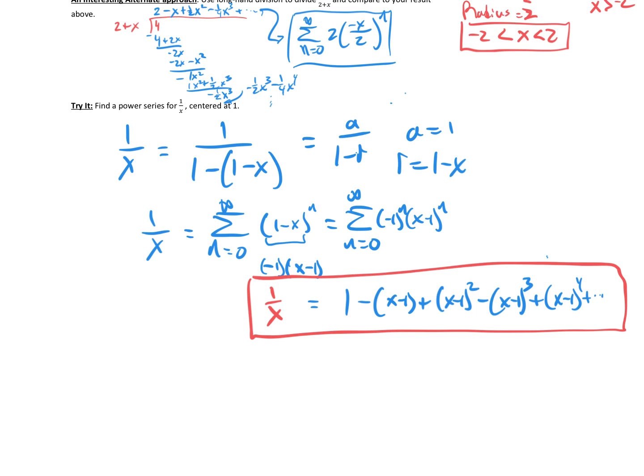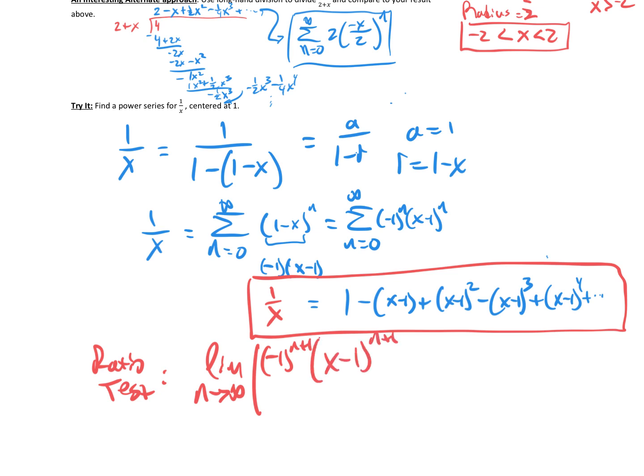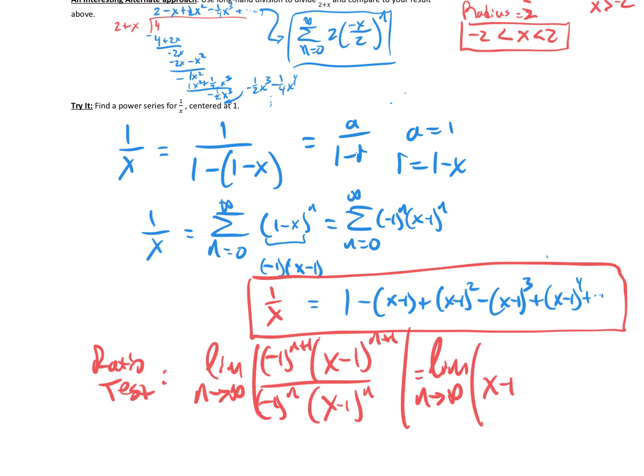However, this is centered at 1, and to show us that, we can do our ratio test. Our ratio test says this. We're going to take the limit as n goes to infinity of negative 1 to the n plus 1 times x minus 1 to the n plus 1, all over negative 1 to the n times x minus 1 to the n. We can actually just get rid of these negative 1s because of the absolute value. This is going to be equal to the absolute value of x minus 1, which is less than 1.